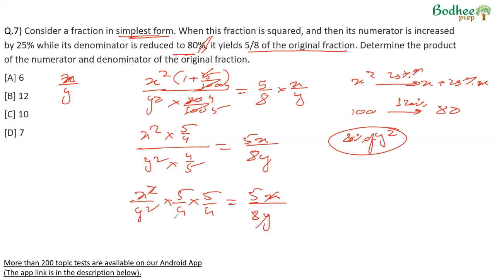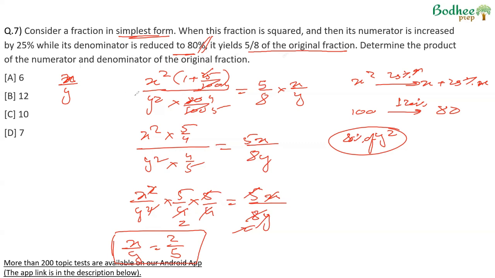X and x square get cancelled, y and y square get cancelled. 5 and 5 get cancelled. 4 2s are 8. 2 2s are 4. So x by y becomes, everything is gone, 2 goes to the top, 5 goes to the bottom. So x by y is nothing but 2 by 5. Since it is in the simplest form, 2 by 5 has nothing in common except 1, 2 and 5. It is in the simplest form.